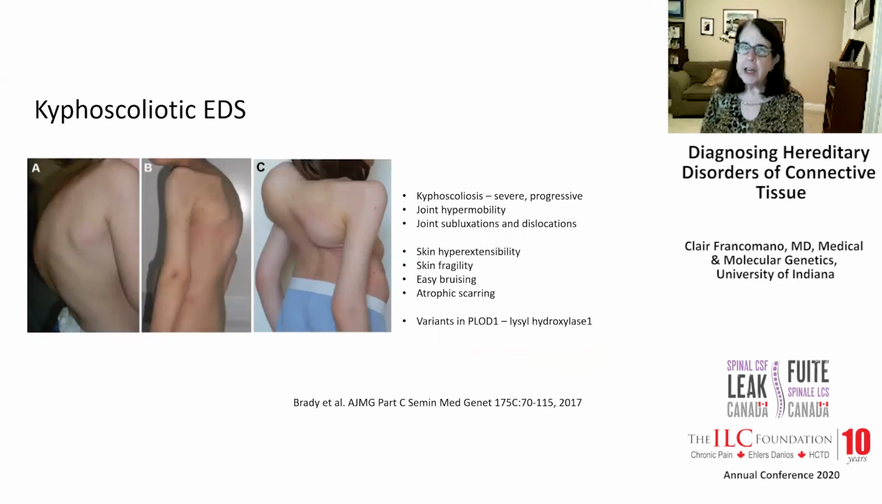The kyphoscoliotic type of Ehlers-Danlos syndrome presents with severe and progressive kyphoscoliosis. Joint hypermobility is present, and there are joint subluxations and dislocations. The skin has hyperextensibility, fragility, easy bruising, and atrophic scarring. This condition is an autosomal recessive disorder caused by variants in the PLOD1 gene, which encodes the enzyme lysyl hydroxylase.